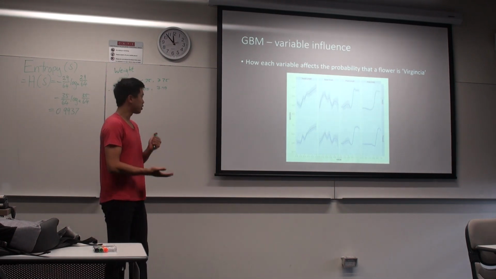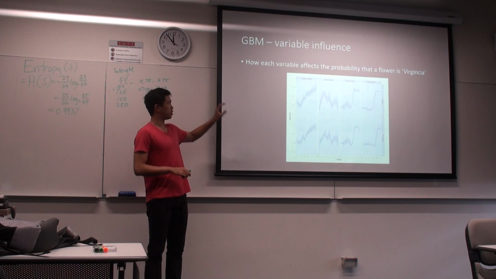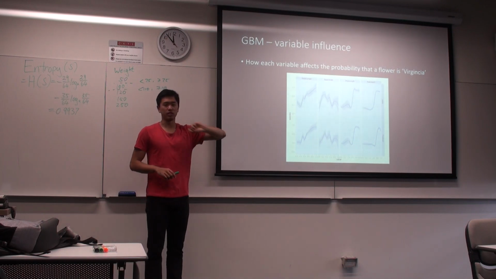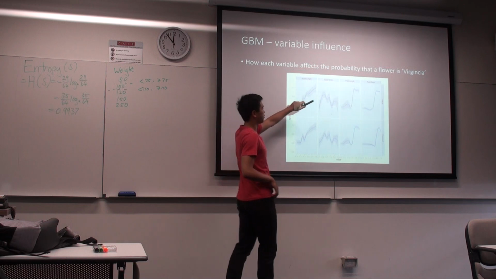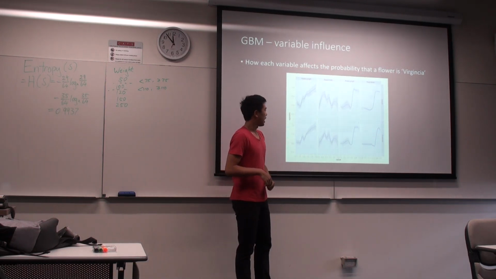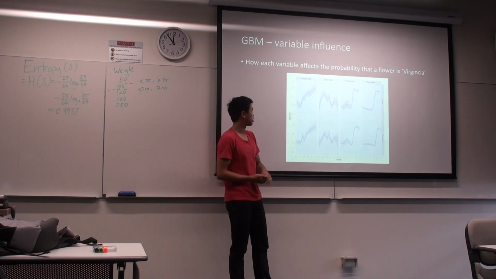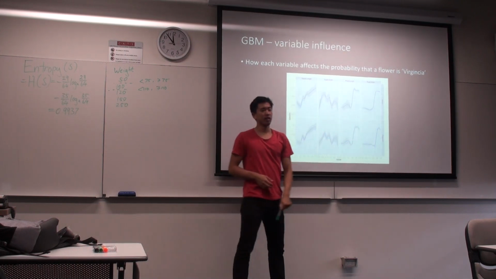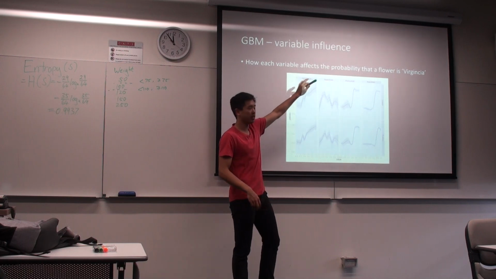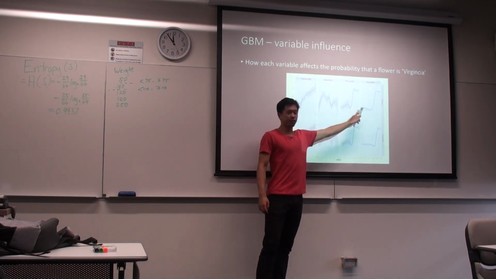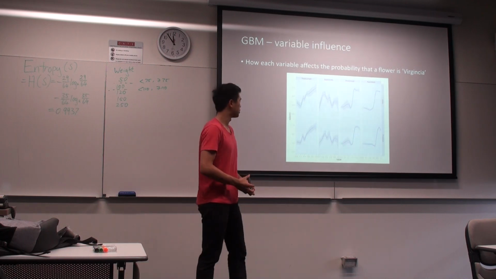So there are some really good properties of GBMs. One of them is that you can get marginal influence graphs on each of the variables. Here we're trying to predict whether a flower is of the Virginica species, and we see different attributes on each flower: sepal length, sepal width, petal width. We can see how as the sepal length increases, the probability that it's Virginica increases, and all sorts of interesting relationships between the variable and the response variable.